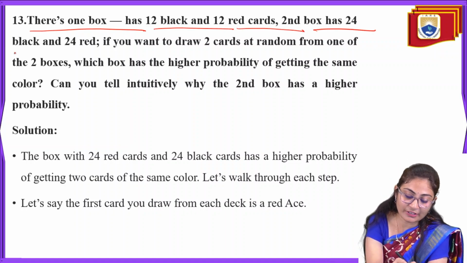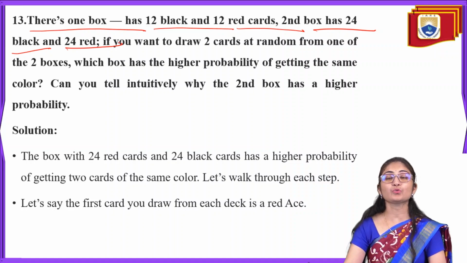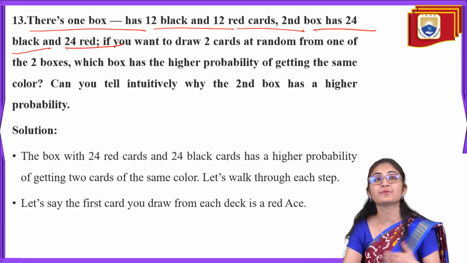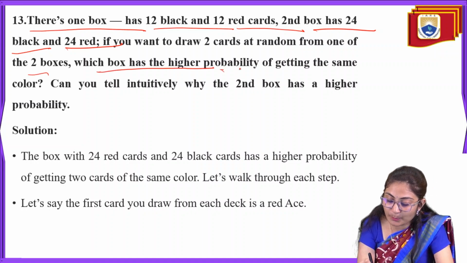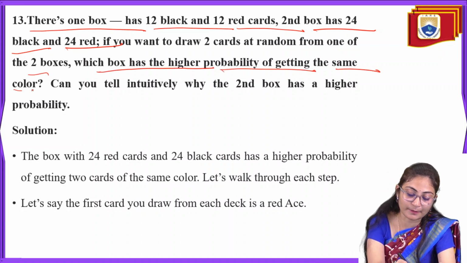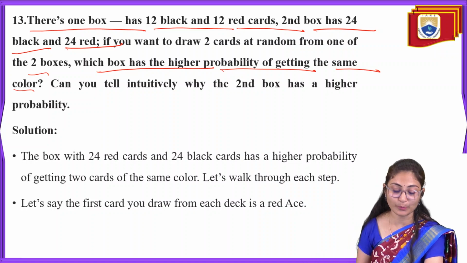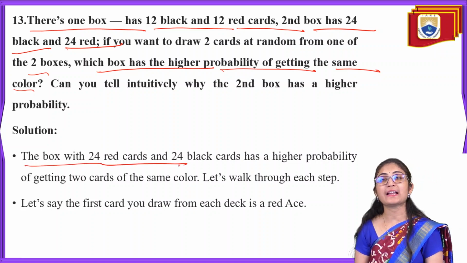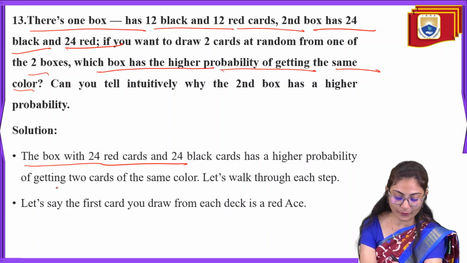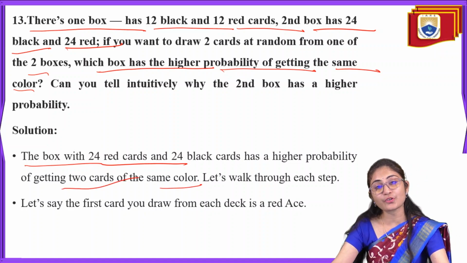Now there is one box that has 12 black and 12 red cards. The second box has 24 black and 24 red. Now if you want to draw two cards at random from one of the two boxes, which box has the higher probability of getting the same color? Can you tell intuitively why the second box has a higher probability? The box with 24 red cards and 24 black cards has a higher probability of getting two cards of the same color.